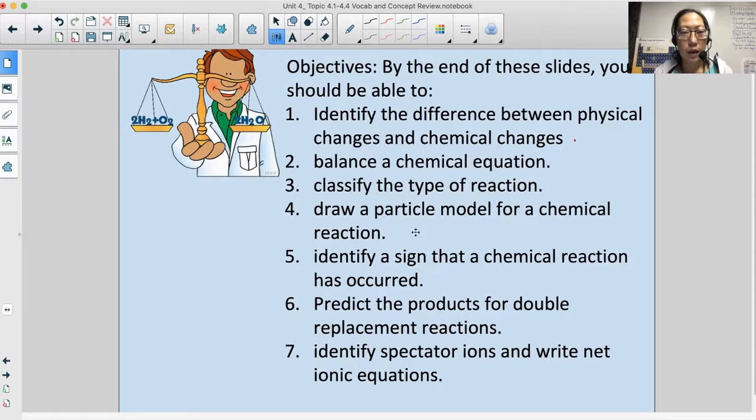Identify physical signs that a chemical reaction has occurred, predict the products for double replacements, and then identify spectator ions and write net ionic equations. This is a big one that we're going to focus on in this unit. And then finally, once we get through these objectives, we'll be applying what we know about reactions to do stoichiometry.